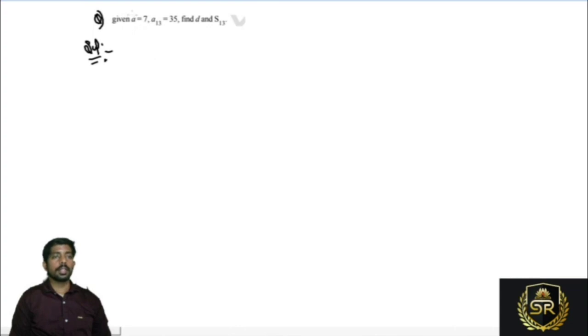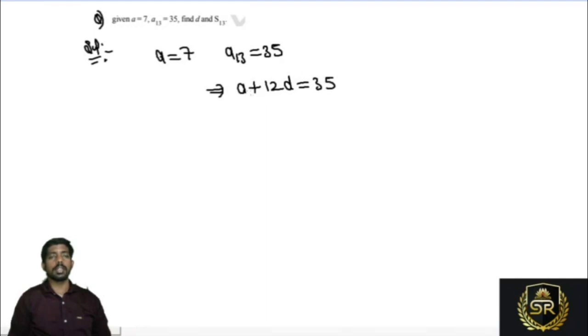Here, what is given? A7, that is A = 7, is given, and A13 is given. A13 is equal to 35. Then A13 is what actually? A13 is A + 12D = 35. The 13th term can be written as A + 12D.